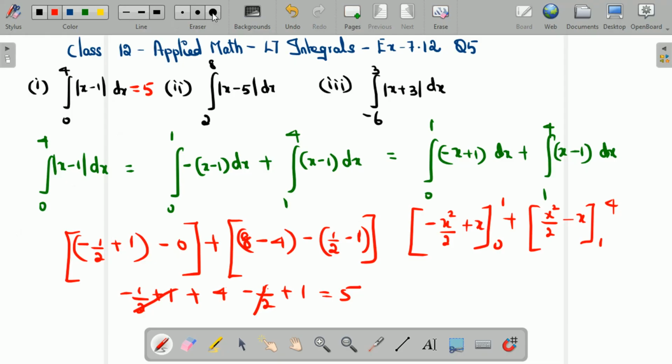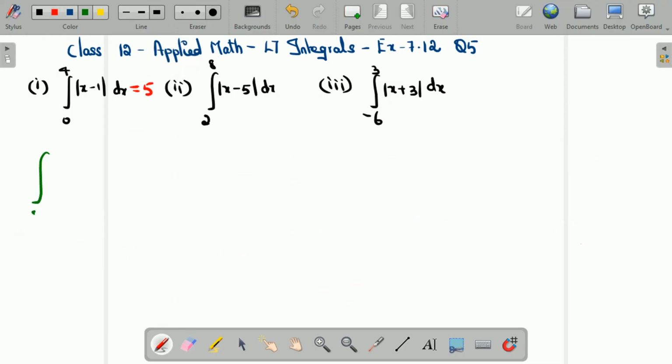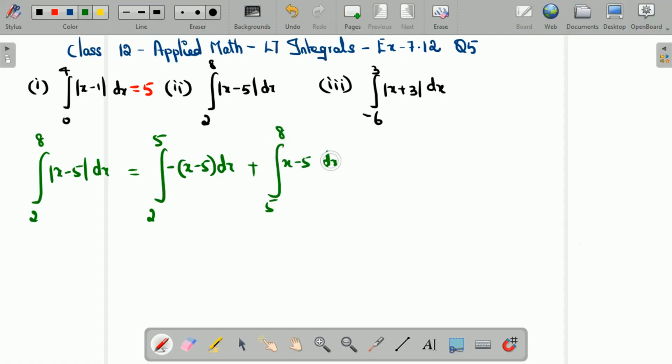Now let's take up the second one. For the second integration, it is integral between 2 to 8 of mod of x minus 5 dx. So this integration can be broken as between 2 to 5, this function will behave as minus of x minus 5 dx, and between 5 to 8 it will behave just as x minus 5 dx.